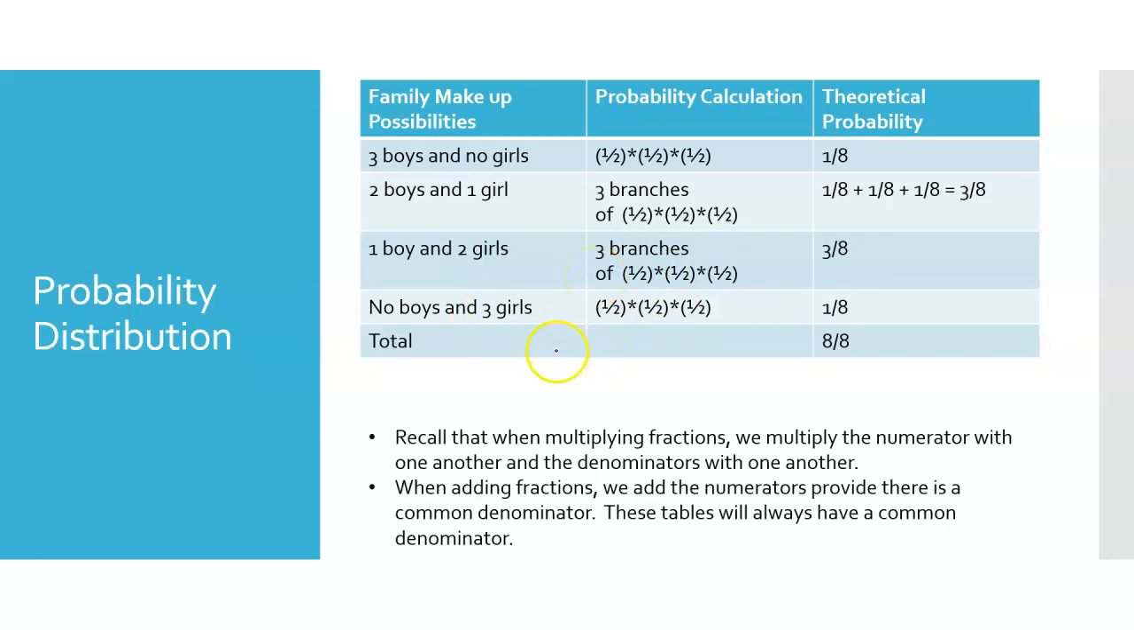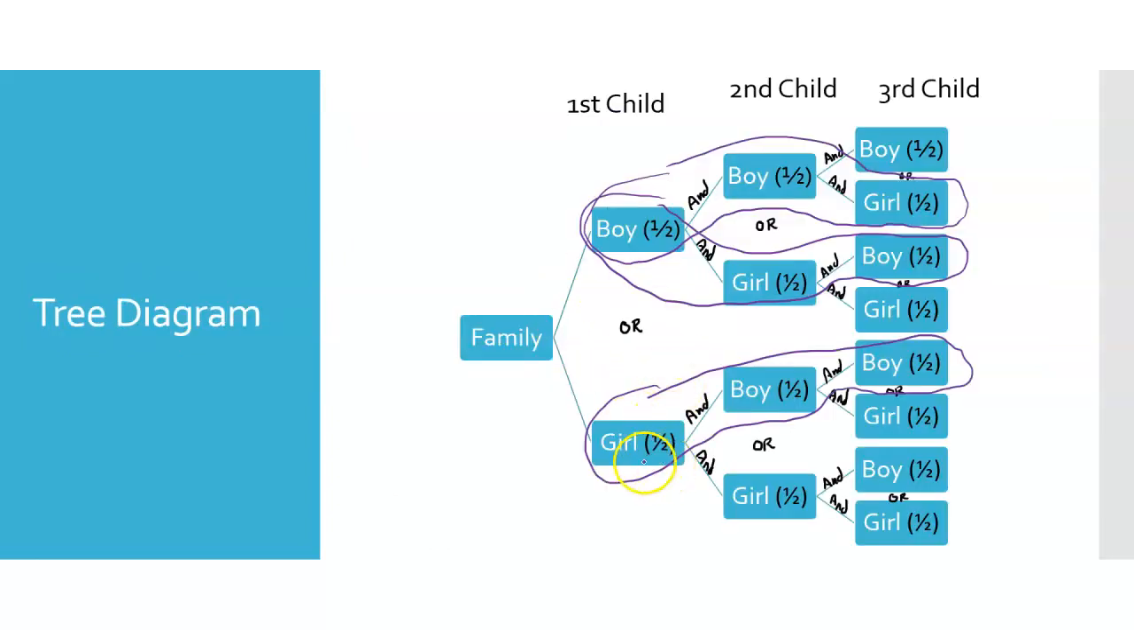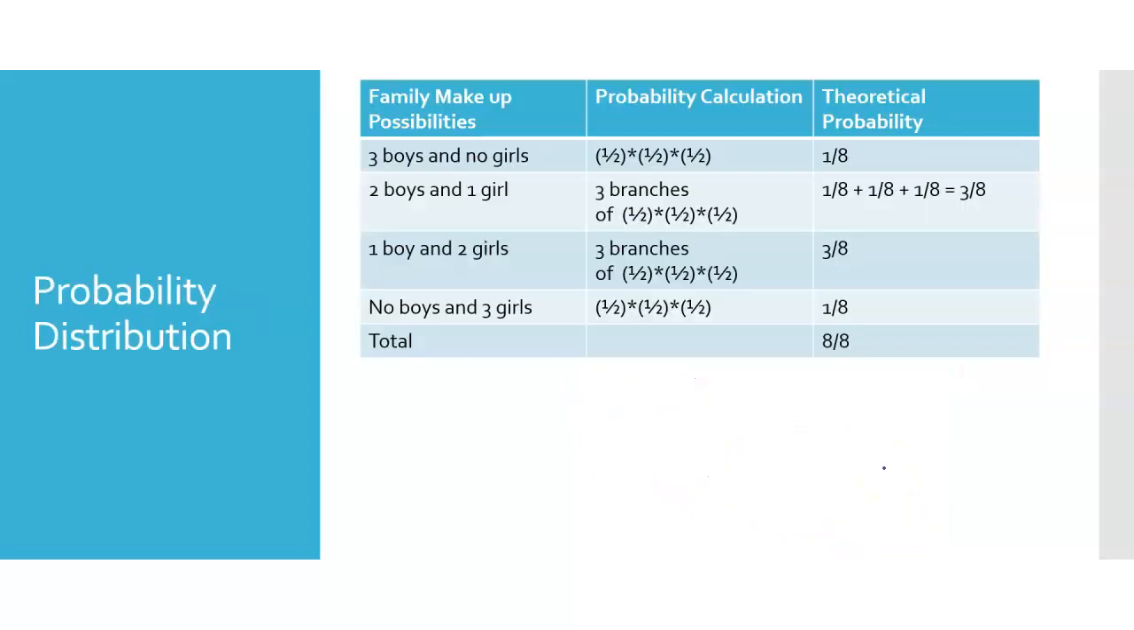And then no boys, are all girls, which is one girl and another girl and another girl: 1/2 times 1/2 times 1/2, which is this piece right here, all girls, which is 1/8. And then our probability distribution, our total has to be equal to 1, because that captures all the possibilities that we have. So 1 plus 3 plus 3 plus 1.